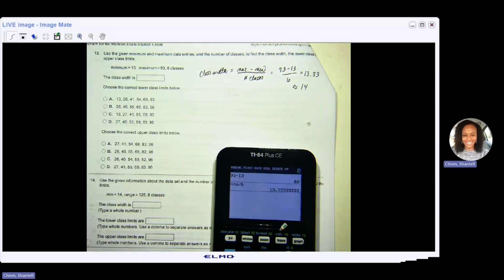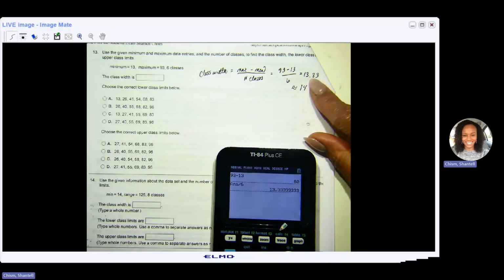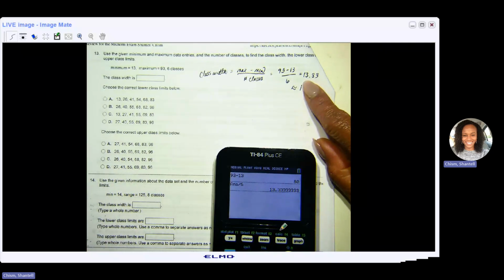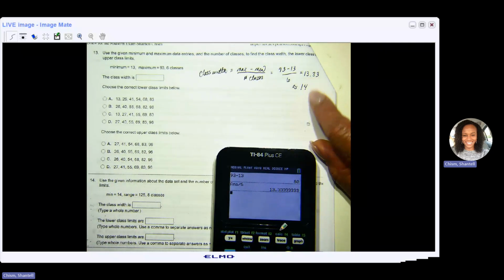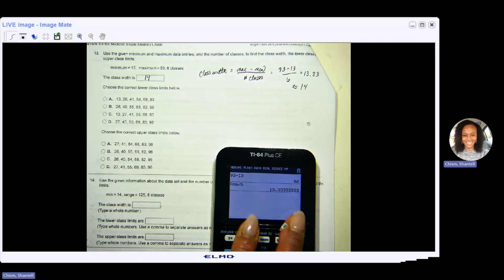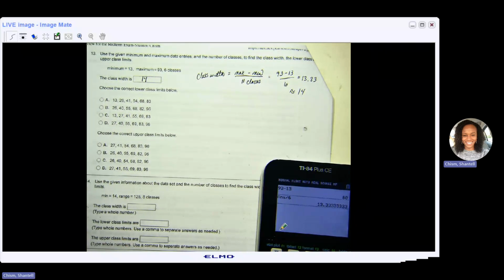Okay, always round up. So yes, I know mathematically 13.3 is closer to 13, but when it comes to class width, no matter how much that decimal amount is, we round it up to the next whole number. So even if that had been like 13.05, we still would have made it 14. You round it up.